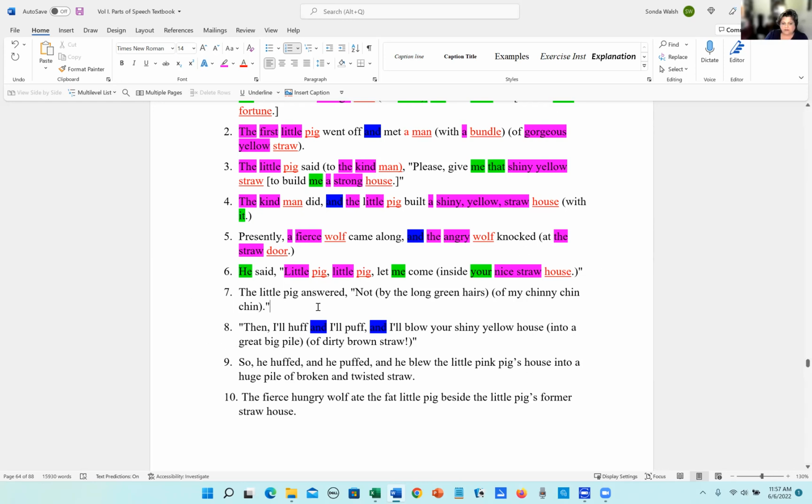All right, this one, I've done the prepositions, but I missed, obviously, I'm always missing pronouns. I don't know why I can't seem to see those the first time. Okay, let's go and identify all of our nouns. So pig is a noun. And hares is a noun. And chin chin is a noun.